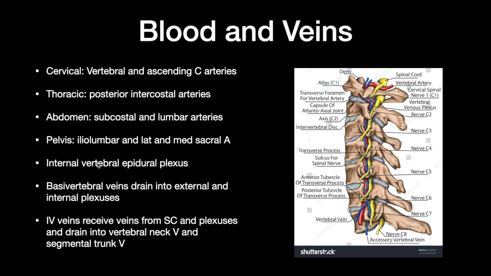The internal vertebral epidural plexus is the venous plexus that drains the vertebra, and the basovertebral veins drain into the external and internal plexuses. From there the intervertebral veins receive veins from the spinal cord and the internal and external plexuses, and they drain into the vertebral neck veins, all the way up in the neck, and in the segmental trunk for the thoracic region.